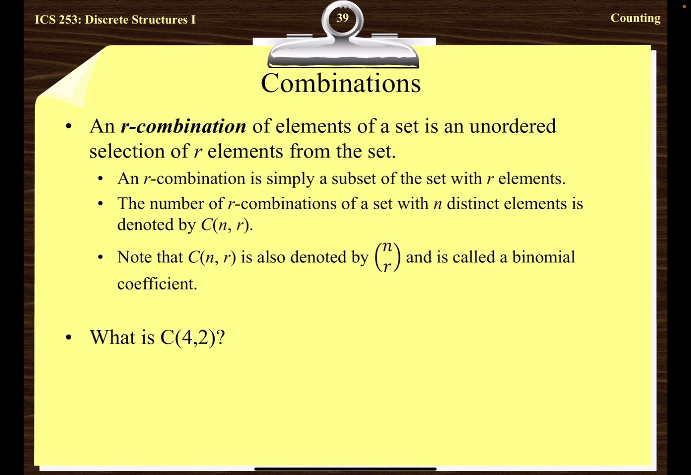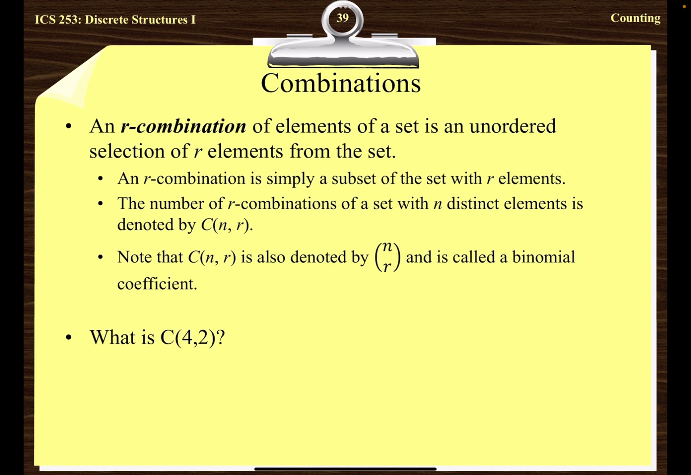Just like we denoted the number of R permutations in a set of n elements as P(n, R), we are going to denote the number of R combinations of a set with n distinct elements by C(n, R), okay? There is also another notation that we will use, which is basically n choose R. We call this n choose R. And by the way, this is called the binomial coefficient, okay?